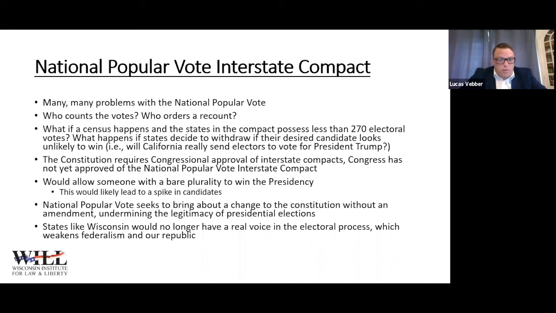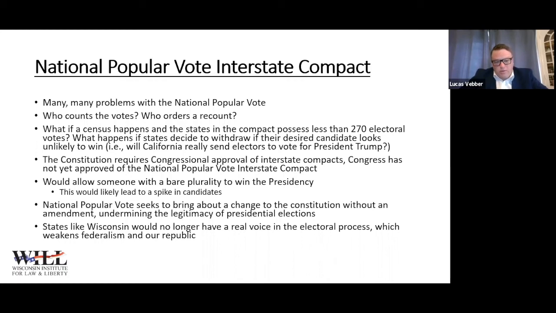This change would allow somebody with a bare plurality to win the presidency. So this would likely lead to a spike in candidates. You'd see more people running as an independent or a third party, because all you have to do is get the most votes, not most of the votes. You don't need to have a large majority. You just need to have more votes than the other guys out there.